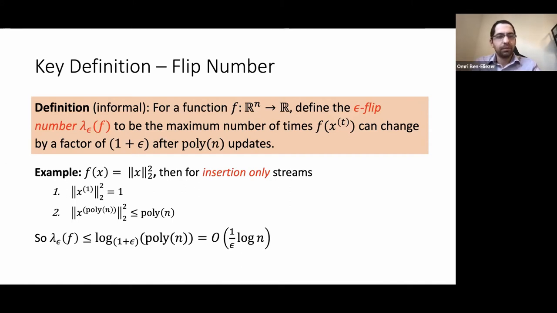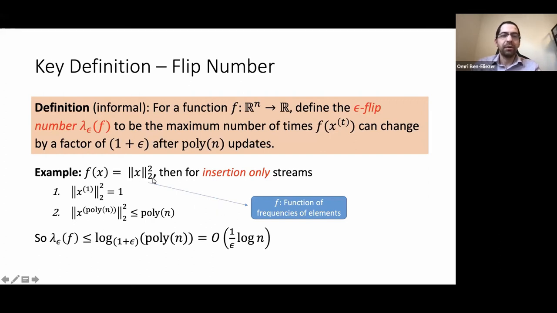So for example, let's again consider F2, the second moment. We think of this function f as a function of the frequencies of the elements, so we think about the vector of frequencies of elements that we've seen until now. Let's say that we consider the insertion only model where we only insert elements. After one step in this model, the norm of the relevant vector is equal to one. And after poly n steps, the norm squared is again just poly n.